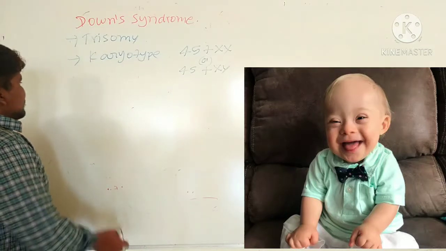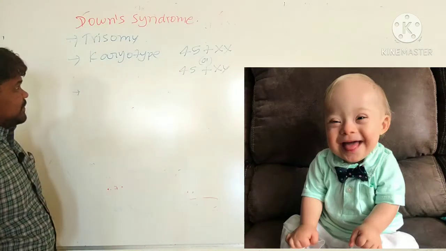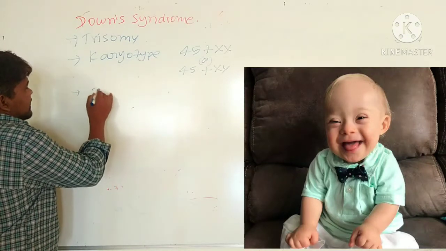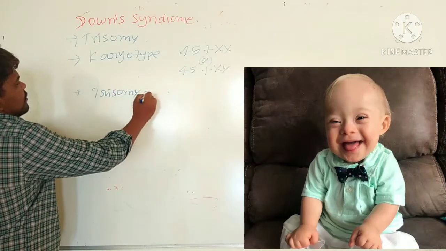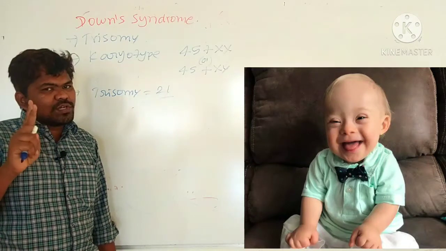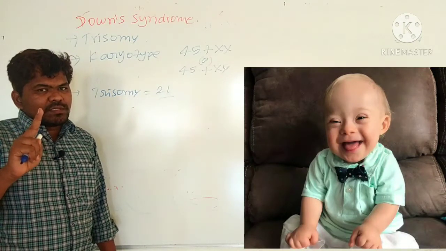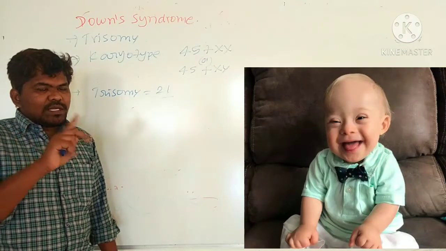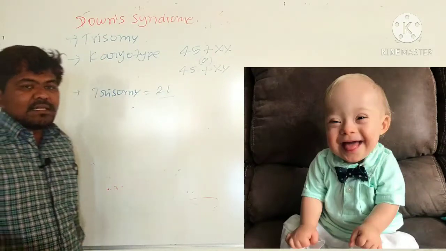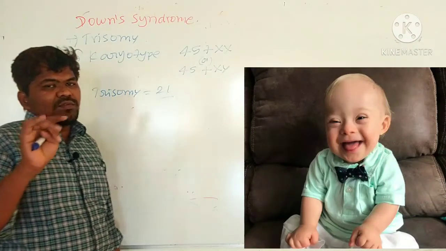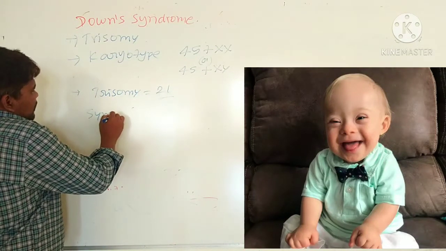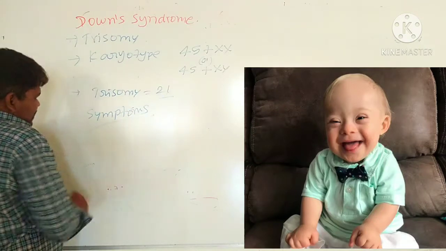Next, what happens if one extra chromosome is there? Which extra chromosome is there? It is a trisomy of chromosome 21. Three 21 chromosomes are there. Actually, in our body there are only two 21 chromosomes, two homologous chromosomes, or one pair of 21 chromosomes. But the persons who have Down syndrome have three chromosomes of chromosome number 21. Here we have to discuss the characters or symptoms of Down syndrome.